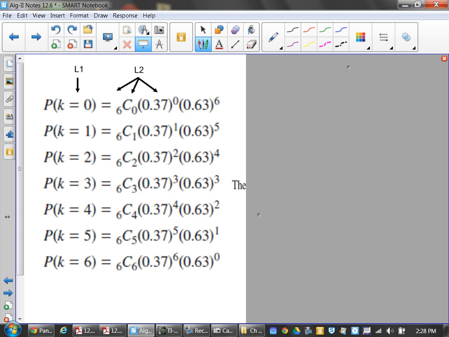So what I want you to do is this. I want you to create an L1, L2 table in your calculator real quick. And I want to type in my L1. I'm going to put in 0 through 6. That's going to end up being our X column in our grid. And then our L2, you can type these in directly.